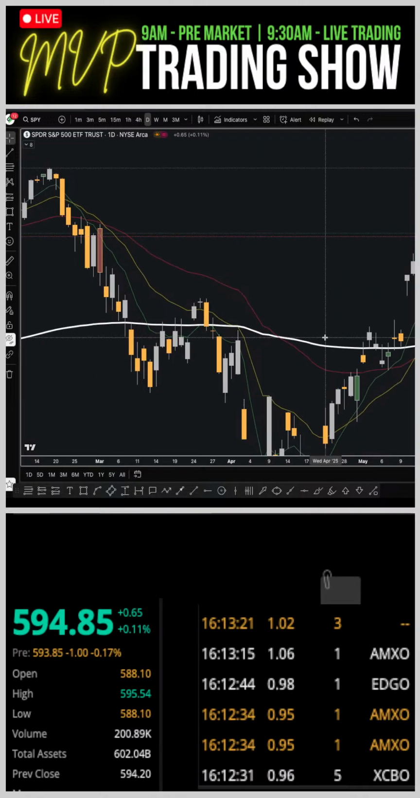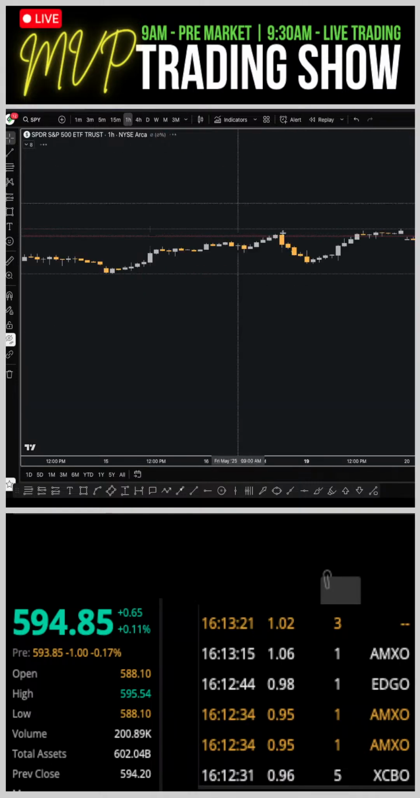So directional on the weekly, directional on the monthly, directional on the daily. Now let's zoom into the hourly. Okay, the hourly.